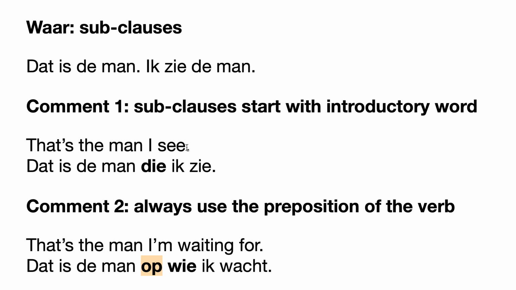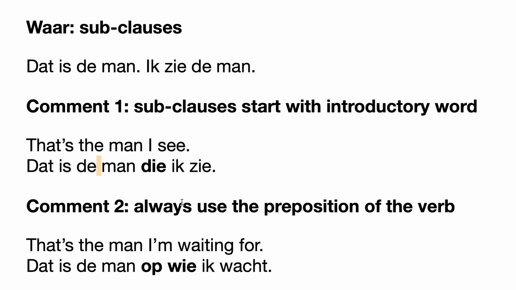If there is no preposition here, I see there's no preposition, use other words like die or dat. Depending on the word you're talking about here, de man will be die because it's a de word, and if it's het, then you'll use dat. Dat is het boek, the book with het. Dat ik zie, that I see. In English, first of all, there's no preposition, but here you have to know if the word you're talking about is a de word or a het word.